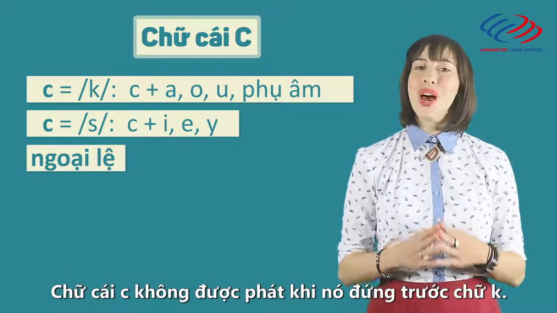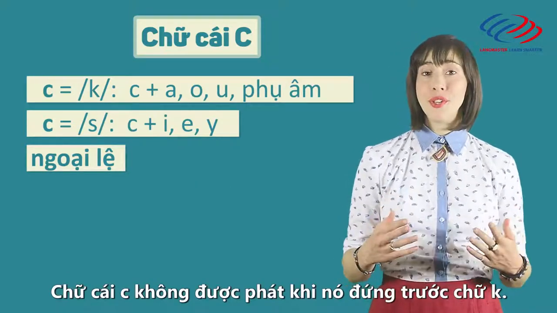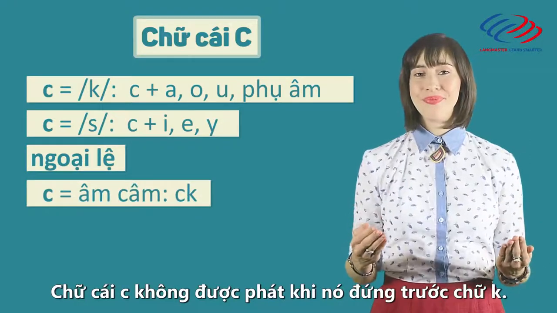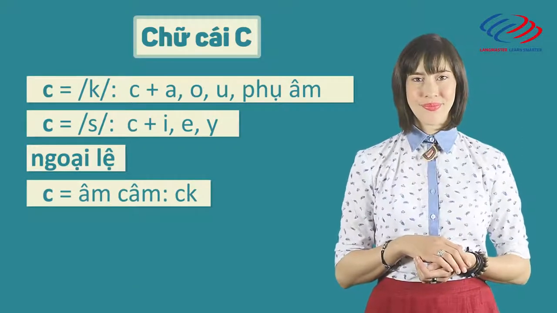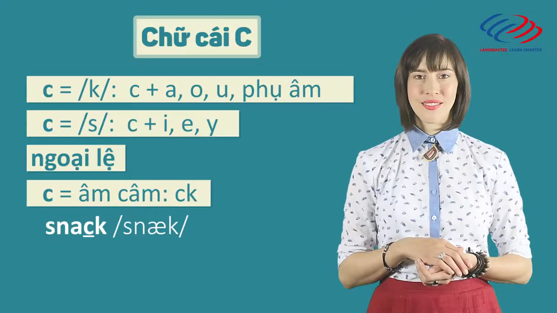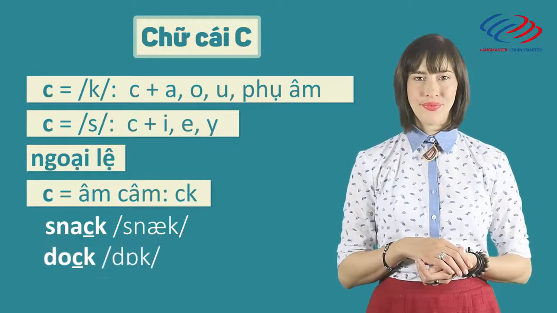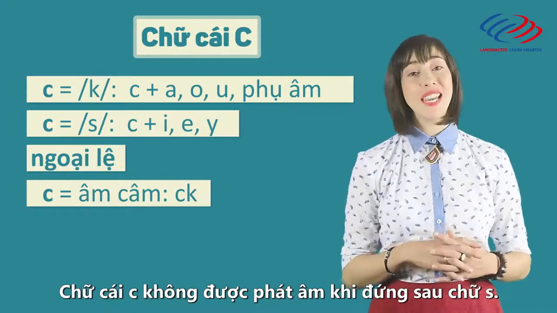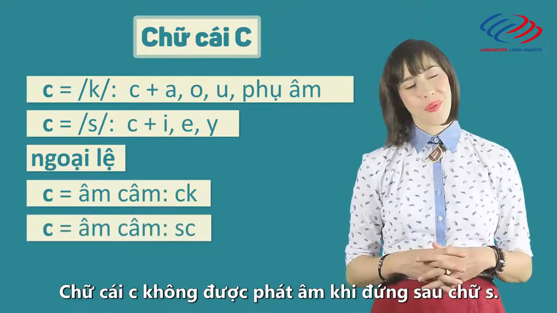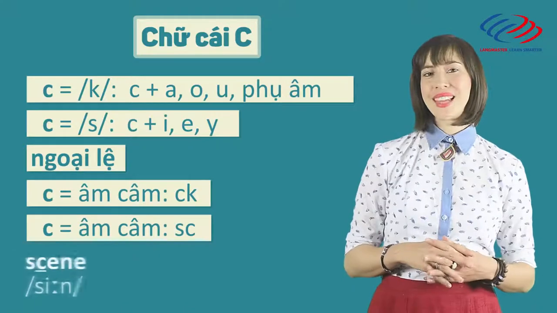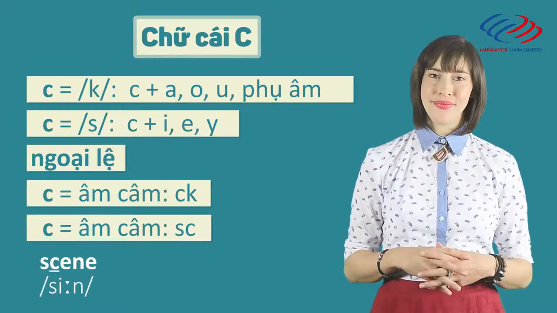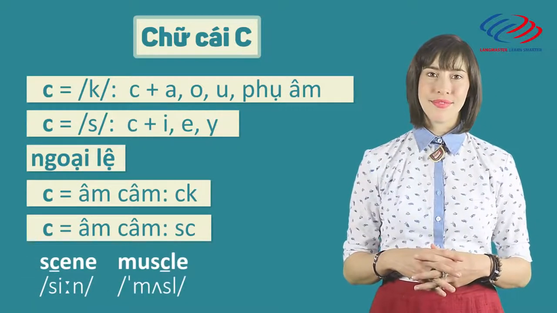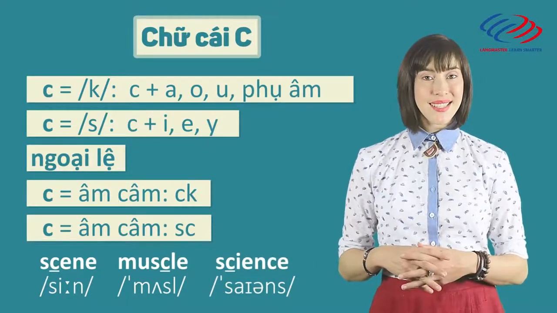The letter C will not be pronounced if it's followed by a K. For example, snack, dock. The letter C is also not pronounced when it comes after the letter S. For example, seam, muscle, science.